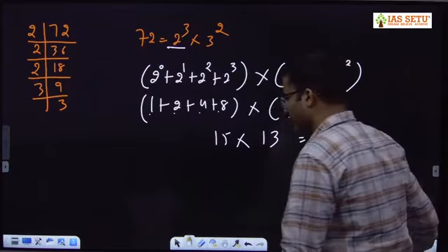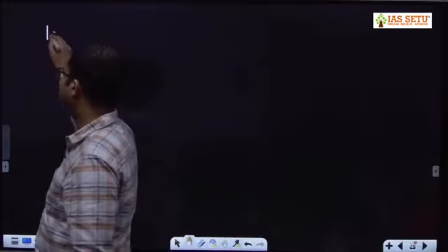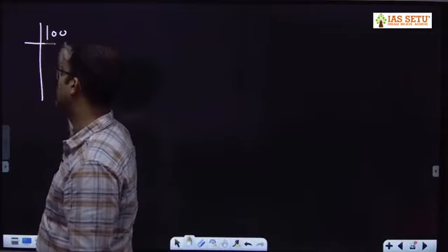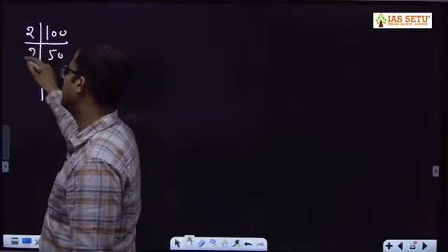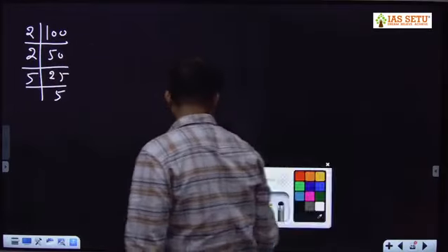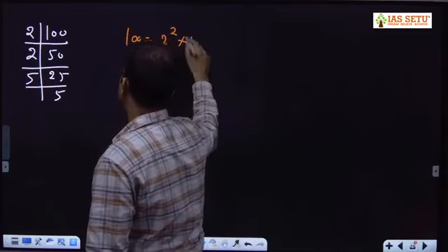I take 2 more examples. 100. So step number 1, we have to express 100 in the prime form. 2 common 50, 2 common 25, 5 common 5. So here 100 is 2 square into 5 square.